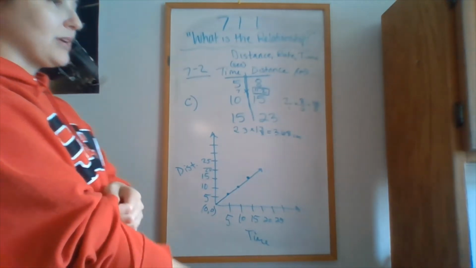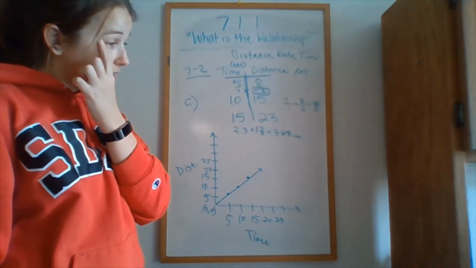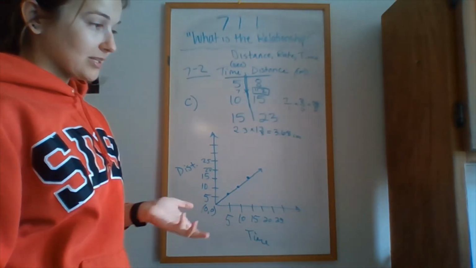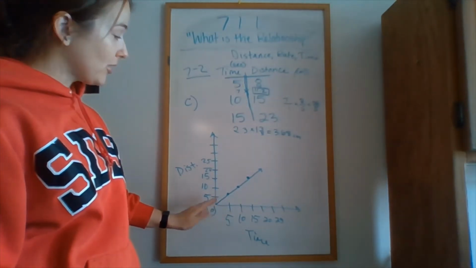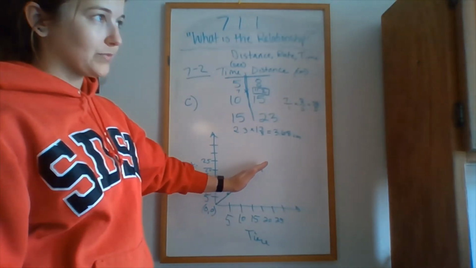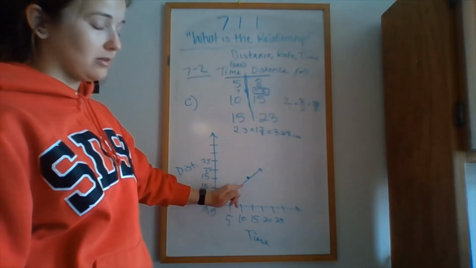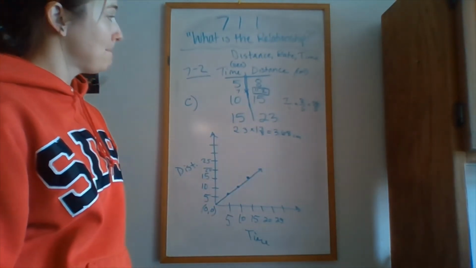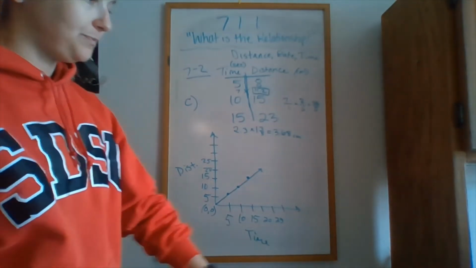And then it says, does it make sense to connect the points on the graph? And I said, yes, it does. And it says why or why not. And I said, it makes sense to connect these points because the toy is going continuously. It's just going the whole time. It's not stopping and starting again. It's just going consistently a distance the whole time. And that is 7-2.